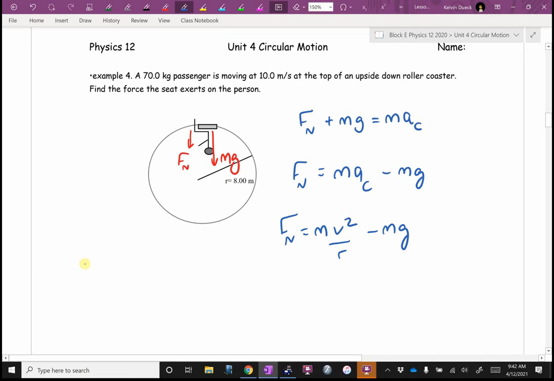Okay. 70, 10 squared all over r. Oh, in the picture, 8 meters, minus 70 times 9.8. Hey, do the m's cancel here?